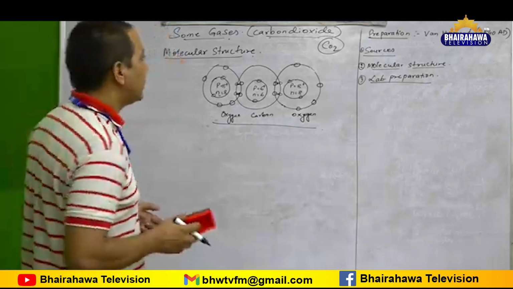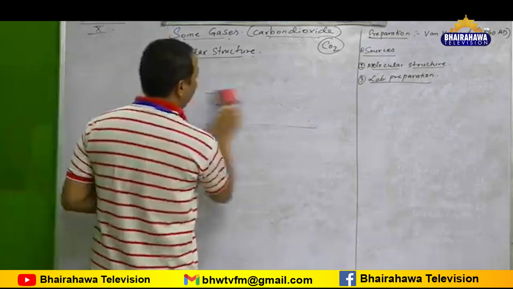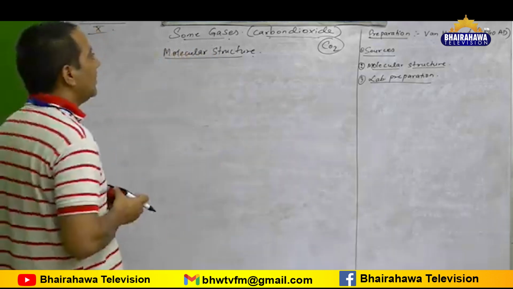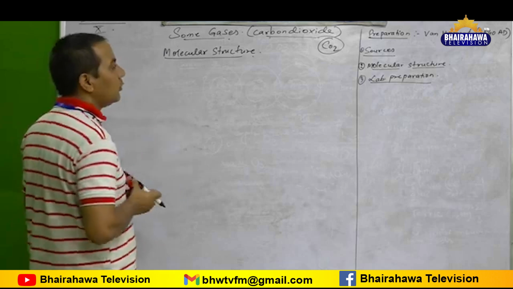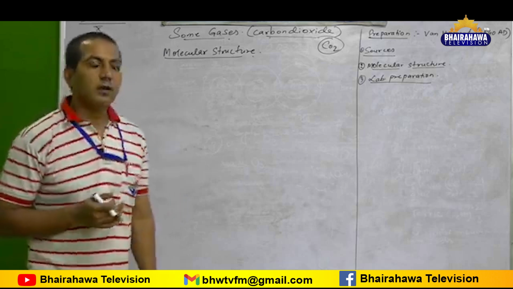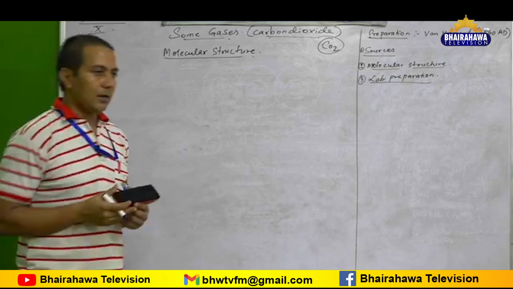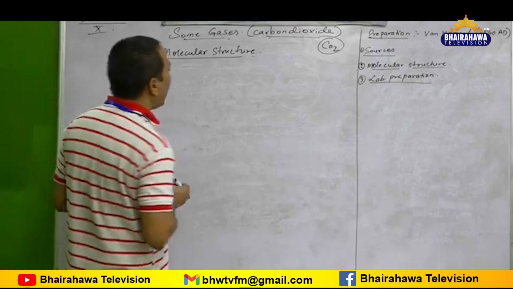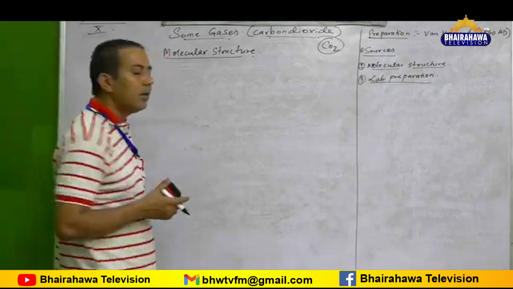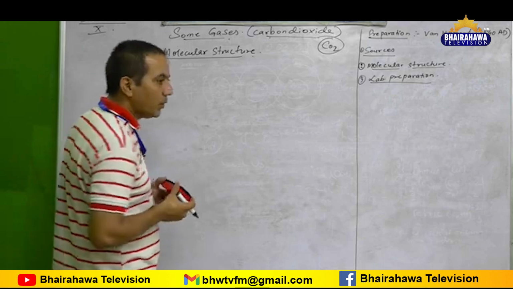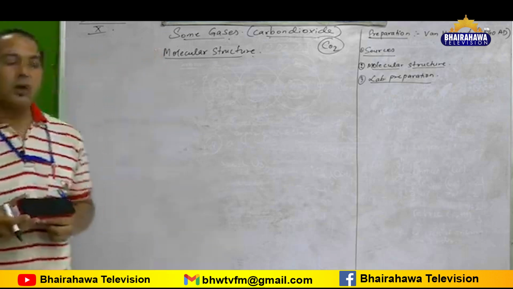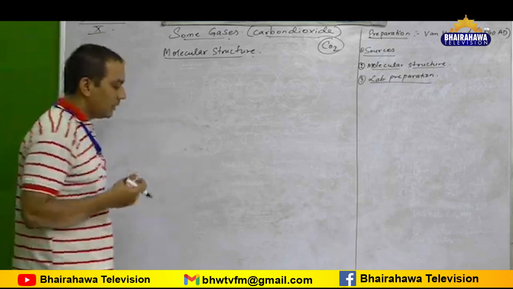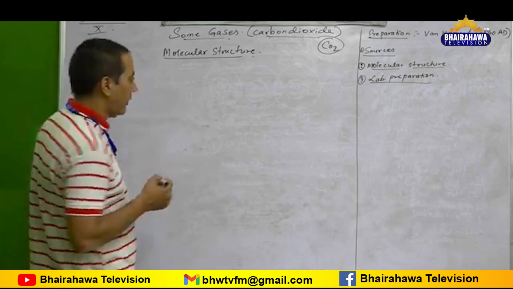So, it was first prepared by Van Helmont in 1640. Okay. He was the first chemist who developed carbon dioxide in his laboratory. And how has it been prepared? It is prepared from calcium carbonate, which we call limestone or marble chips. Let us study how it is prepared in the laboratory.